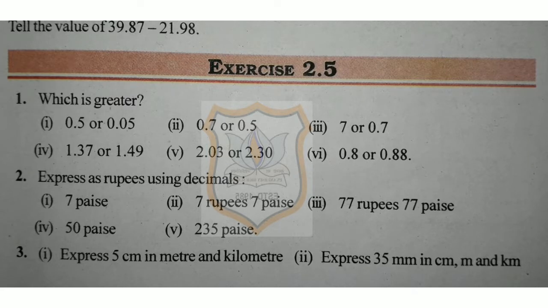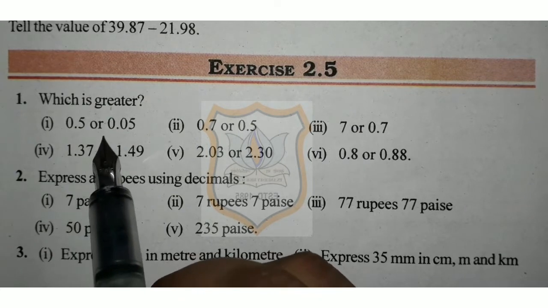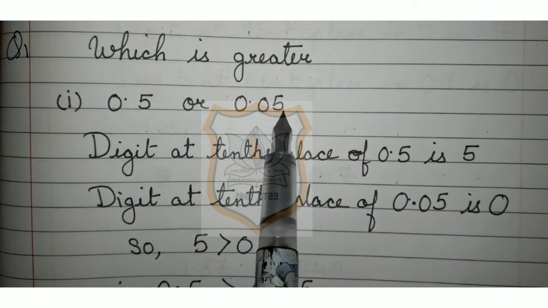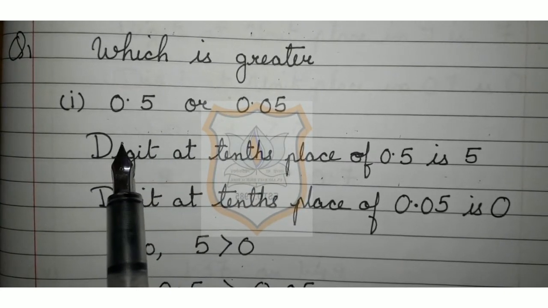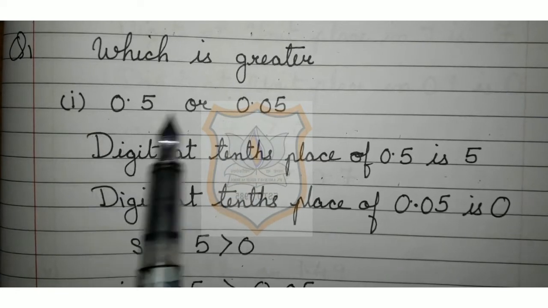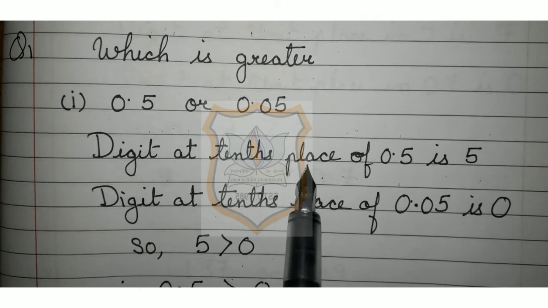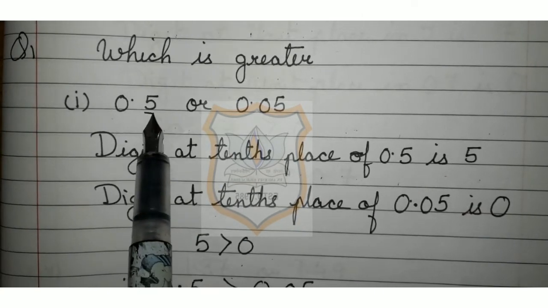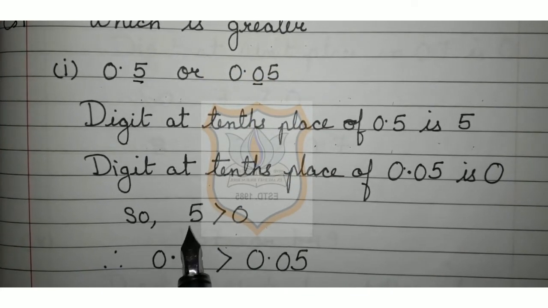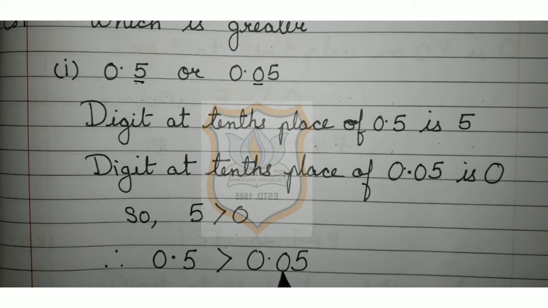Question number 1 of exercise 2.5 is: which is greater? The first part is 0.5 or 0.05. It means you have to tell whether 0.5 is greater or 0.05 is greater. For that, we have to see the digits before the decimal. In 0.5, the digit before the decimal is 0, and in 0.05, the digit before the decimal is also 0. So both are 0. Now we have to see the digits after the decimal, that is at tenths place. The digit at tenths place of 0.5 is 5, and the digit at tenths place of 0.05 is 0. So we can say that 5 is greater than 0. So 0.5 is greater than 0.05.